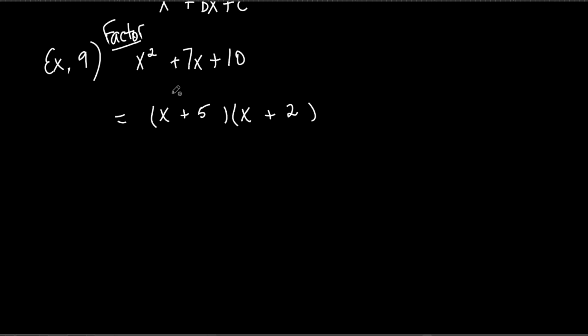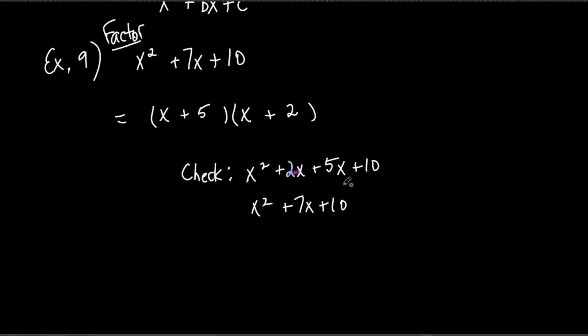All right. So let's check it to see if it actually works. Let's do a FOIL method and see if this works. So I'm just going to check. You don't have to do this, but I'm doing it for the first one just to see if it works. So if I do the FOIL, first, outside, inside, last. So x times x is x squared, and then the outside is plus 2x, the inside is plus 5x, and then the last is 5 times 2, which is 10. Simplify it, x squared plus 7x plus 10. Does it work? Yeah, absolutely, it works. So this thing right here equals all that stuff right there. All right, and there we go.